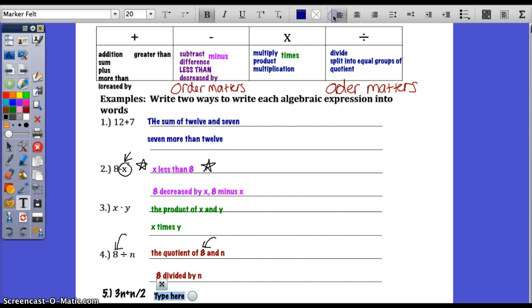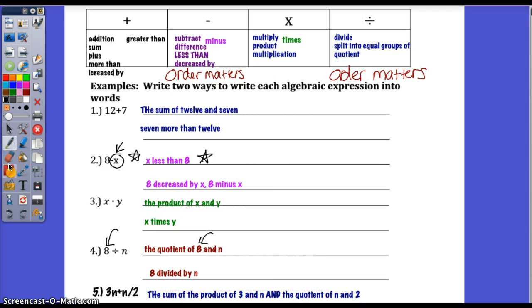This one down here is a little bit more tricky, but you can definitely do it. Let's start it out with the sum. This is the sum of the product, so you always put what you have first, the product of 3 and n, and that "and" right there represents the addition, and the quotient of n and 2. Again, this "and" right here, and this isn't on your notes, but add it. This "and," because you said the sum of, this right here went on the left, and represented your plus, and this was on the right.